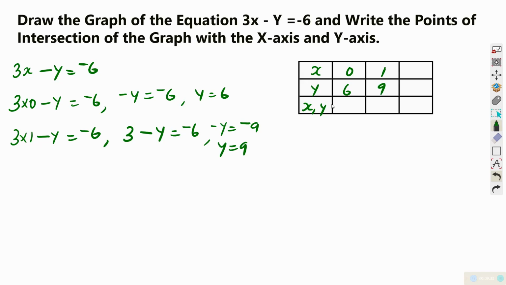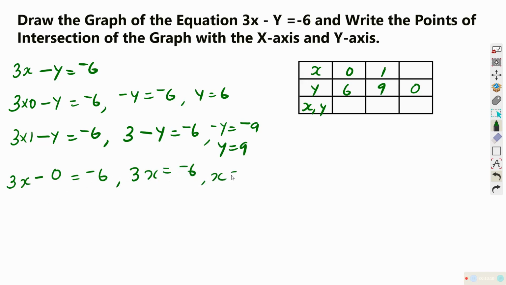In order to make it easy for us to plot the graph, substitute the value here 3. Instead of putting the value of x, we will write 3x, because we have taken y as 0. Minus 0 is equal to minus 6. Okay, so we will be having 3x minus 6, x is equal to minus 2.